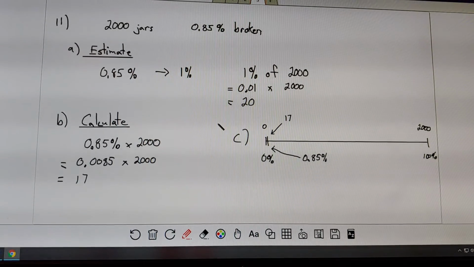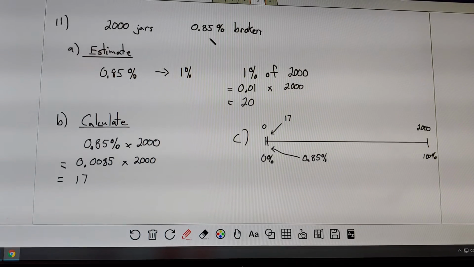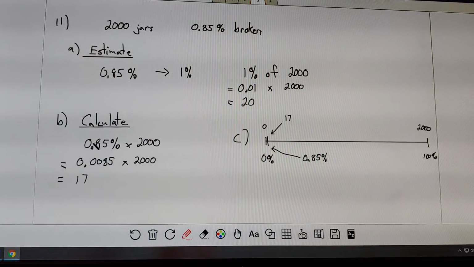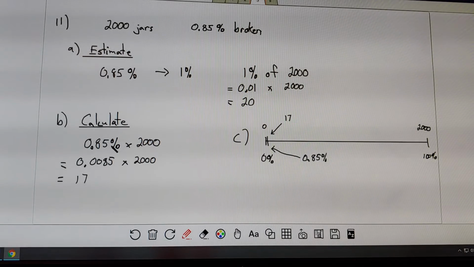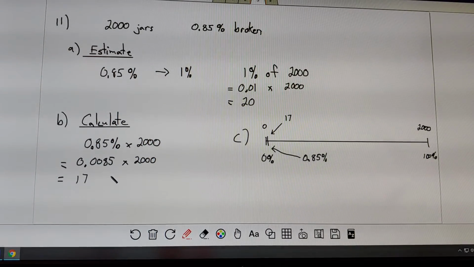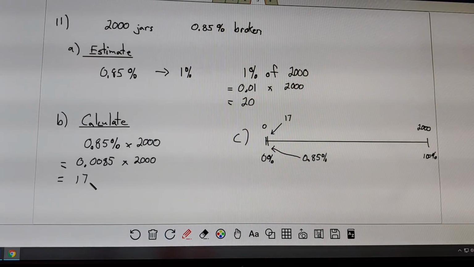Part B asked us to calculate it, so we're using our actual numbers. 0.85% times 2,000. Again, even though this is already a decimal, please don't fall into that trap. A lot of students do. They say, oh, it's a decimal already. Great, I don't have to change it. You do, it's still a percent. This is still 100 times bigger than what it should be. So the decimal was sitting there, once, twice to the left. It's 0.0085 multiplied by 2,000. And we get 17.